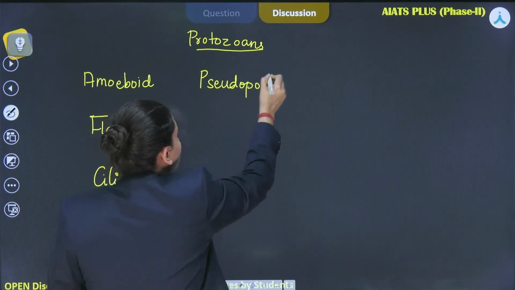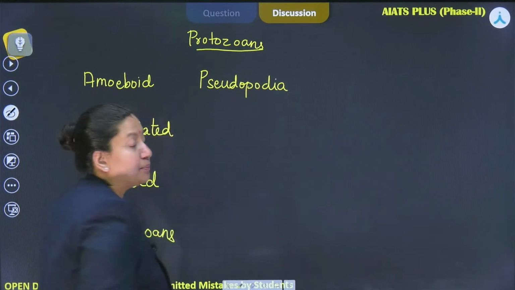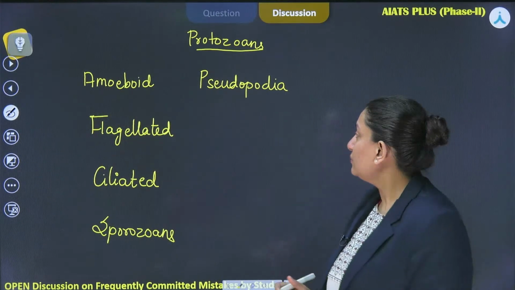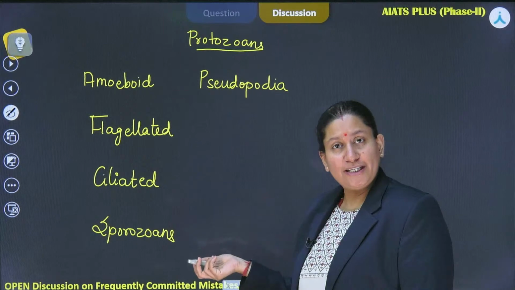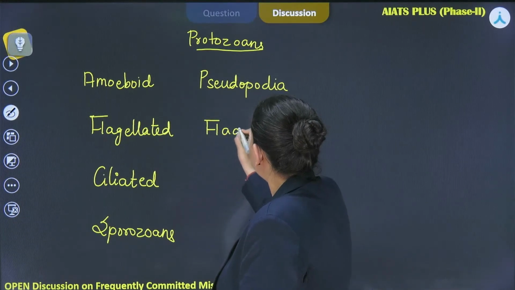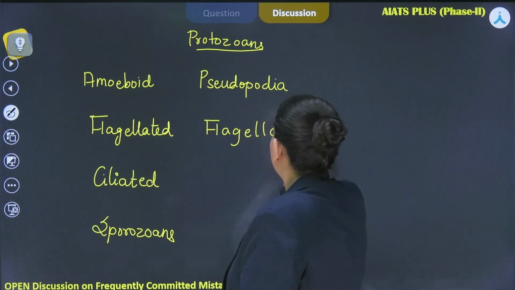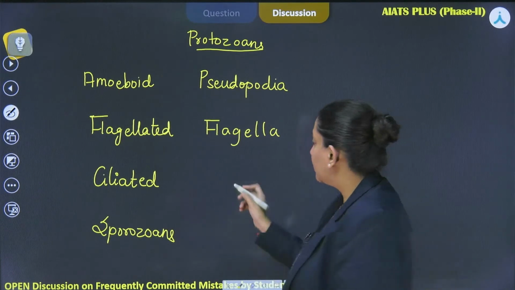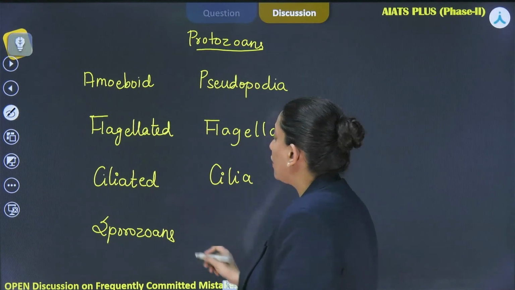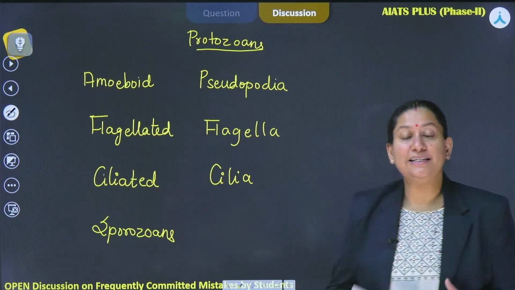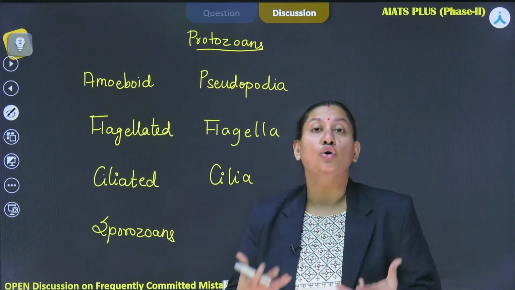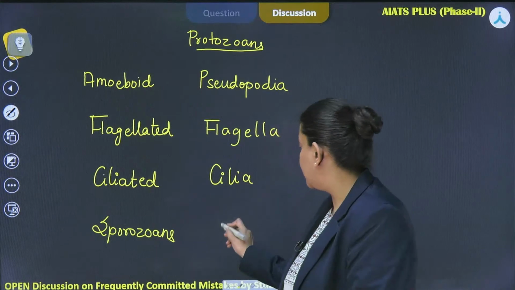So they move and they also capture their prey by this particular structure known as pseudopodia, right? When we talk about flagellated protozoan, as the name itself suggests, the locomotory structure that they're going to possess would be flagella, right? In ciliated, it would be cilia. Now when we talk about the sporozoans, these organisms are the ones that do not have any locomotory structure, right? That's absent in them.